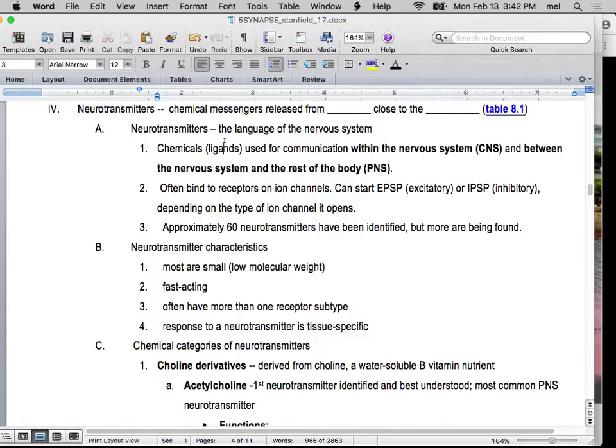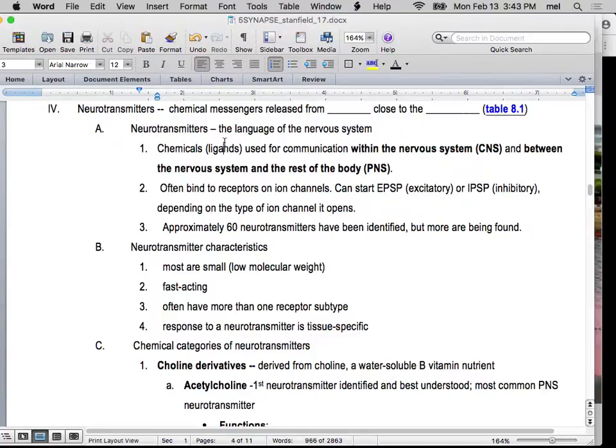So they are CNS neurotransmitters and PNS neurotransmitters. Now sometimes some of them are both, right? You'll use it in the CNS and the PNS, like acetylcholine has CNS function and PNS function. And so what they generally do, I mean, there are exceptions, is they'll bind to and open an ion channel and cause an EPSP or an IPSP. That's usually what they do.